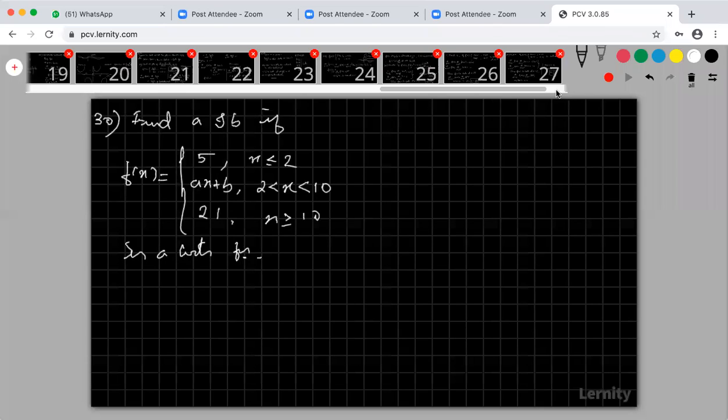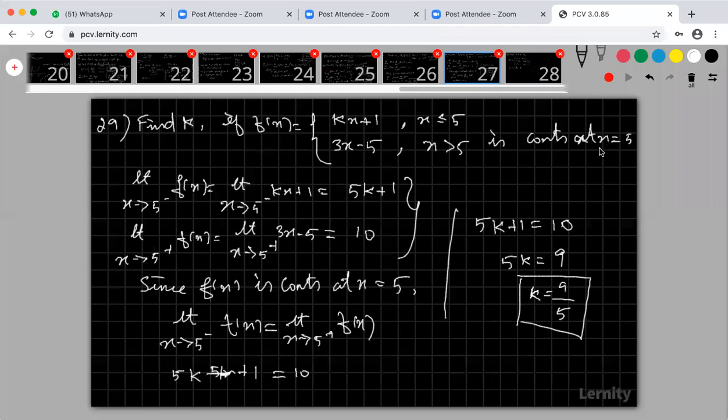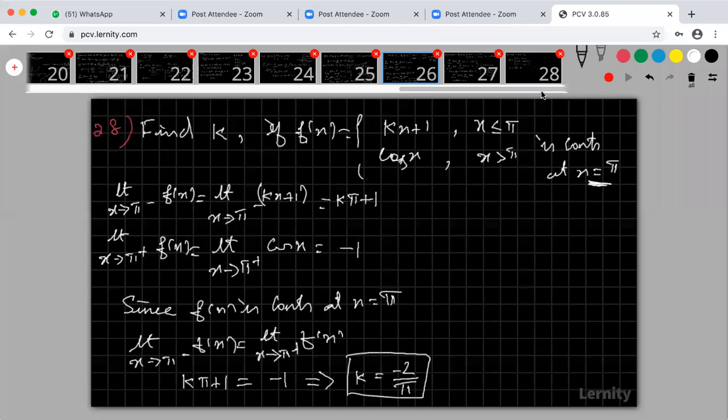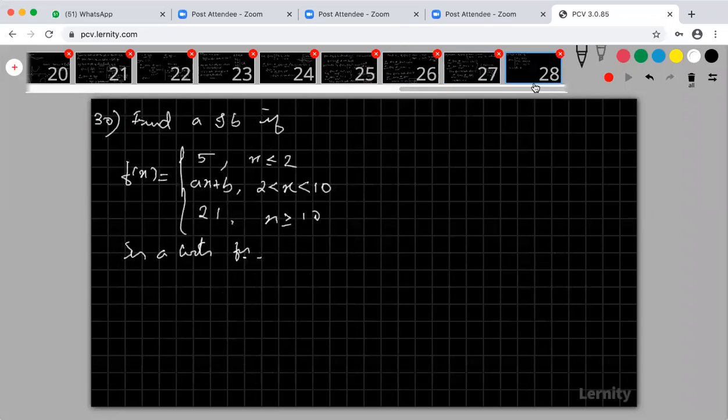Okay, look at the previous problem. Here it is continuous at x is equal to 5, given, sir. But here nothing is given. At x is equal to 2, it is not given. x is equal to 10, it is not given. It is a continuous function means this is continuous at all points. Please try to understand. Continuous function means continuous at all points of the domain.